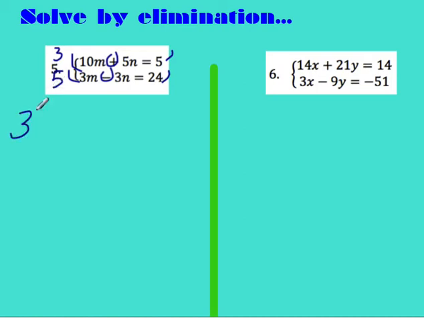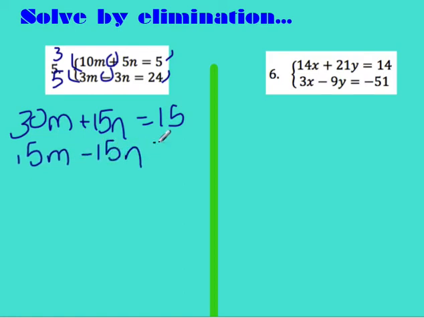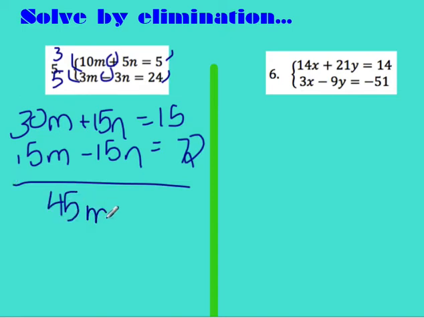So then I'm going to end up getting 30m plus 15n is equal to 15. And I don't have to worry about opposite signs because that's why I picked n in the first place, because it already has opposite signs. So now I can go ahead and add down the column. Okay, so then we're going to get 45m is equal to 87. So 87 divided by 45 is going to give us a decimal. Okay, so we're just going to estimate it. 1.93 we'll put for our estimate.